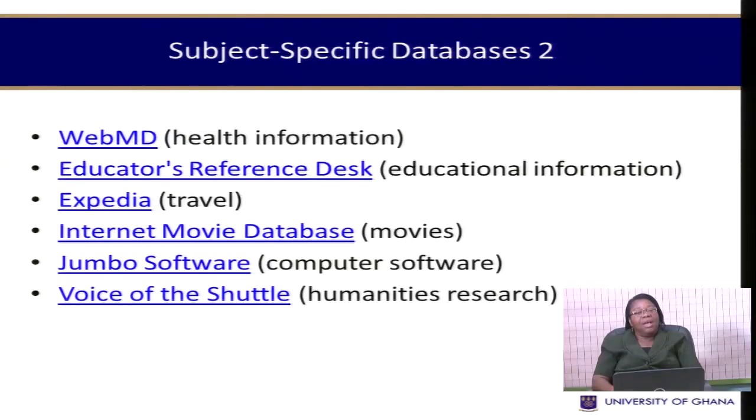For instance, Expedia. You can actually book your flights using Expedia. You do not have to travel and find any travel agent. You can do it yourself. So these are some of the information that you get from the subject-specific databases.